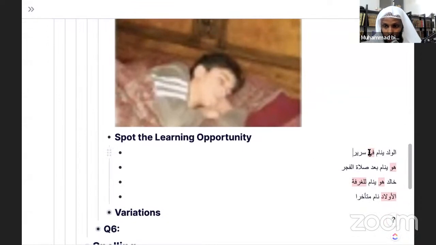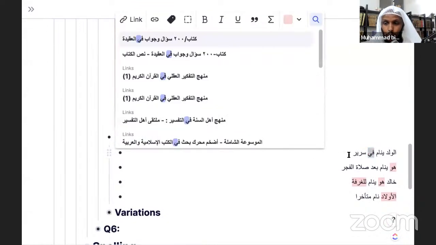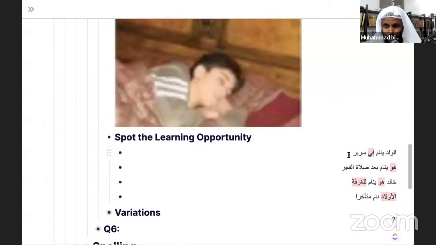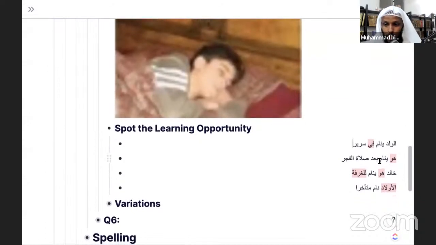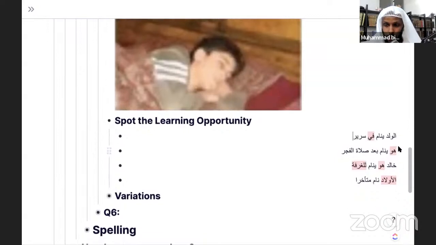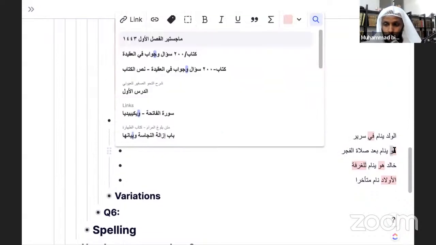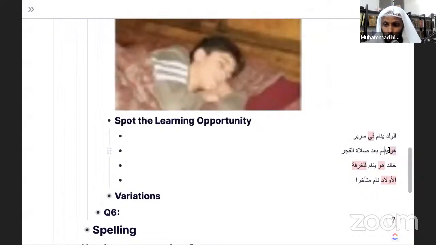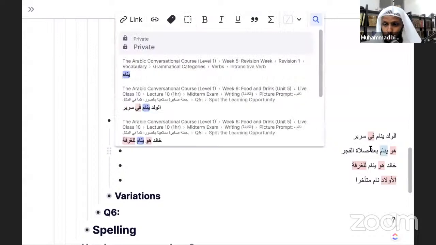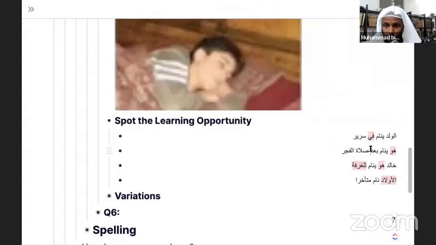This one, it is الولد ينام على السرير. You don't sleep in a bed, sleep on a bed. طيب هو ينام بعد صلاة الفجر. This I've told you many times before. In Arabic, we don't say the pronoun separately. The pronoun is already embedded in the verb. ينام بعد صلاة الفجر is enough.